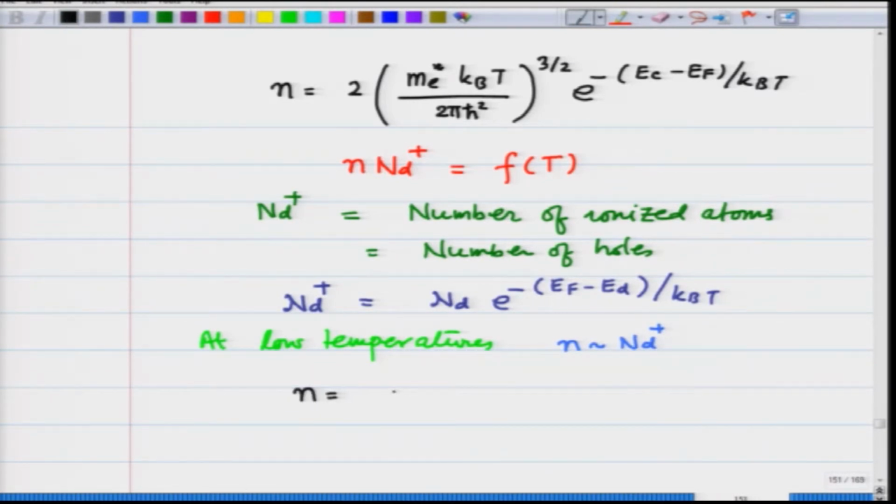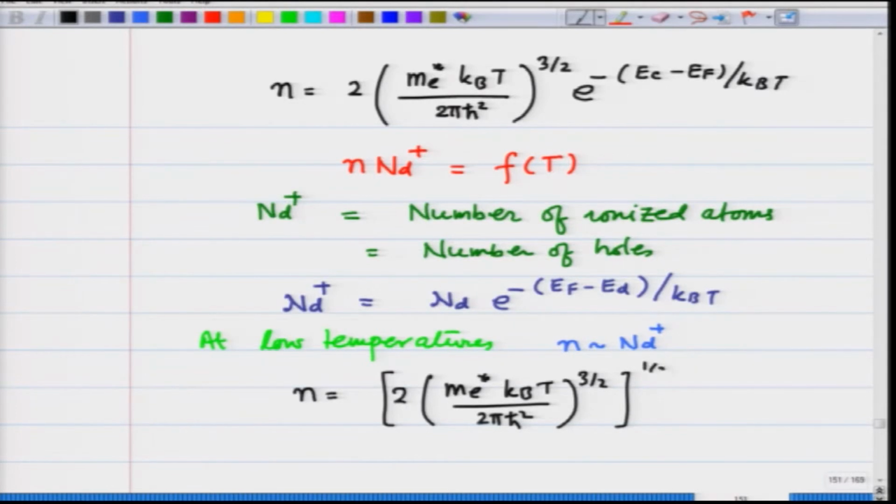N equals to (M_e* k_B T over 2π ħ²) raised to 3/2, this whole thing raised to 1/2, e raised to minus (E_c minus E_d) divided by 2 k_B T, and I am going to put an approximate sign here because we have made certain assumptions along the way. Let us now fill in the details of this calculation.